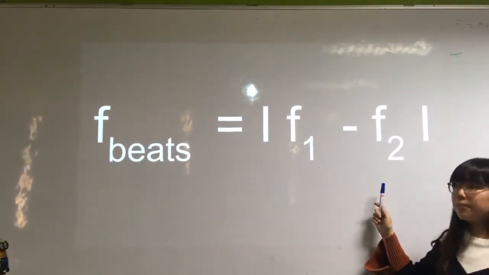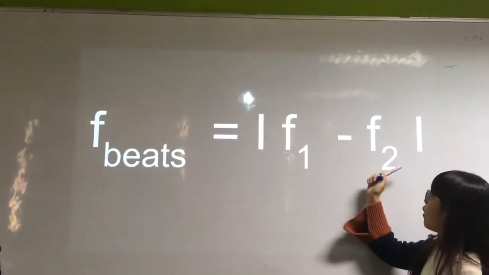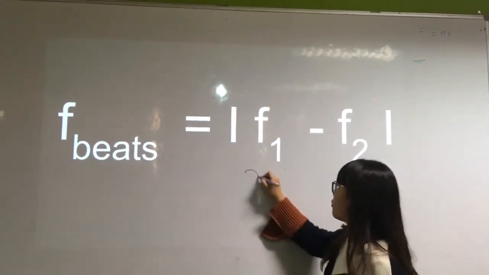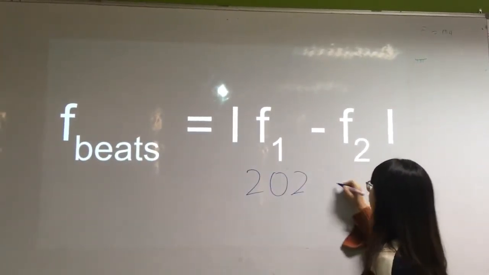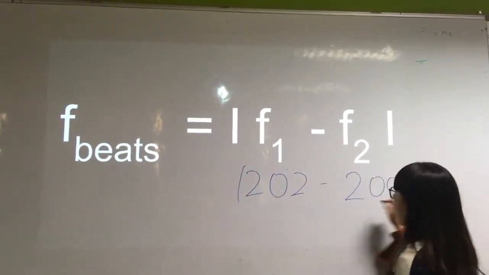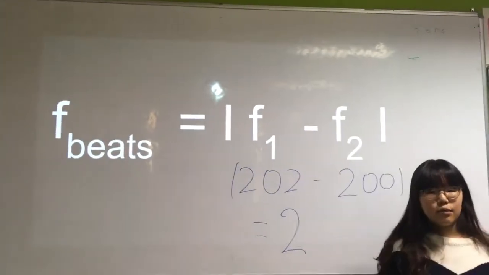For the formula for beats, you can calculate it by subtracting one frequency from the other. For example, if you have a frequency of 202 and then another of 200, then you will hear a total of 2 beats in 1 second.